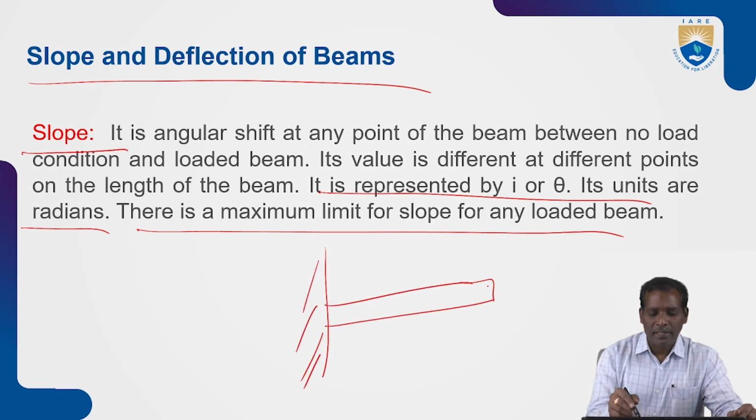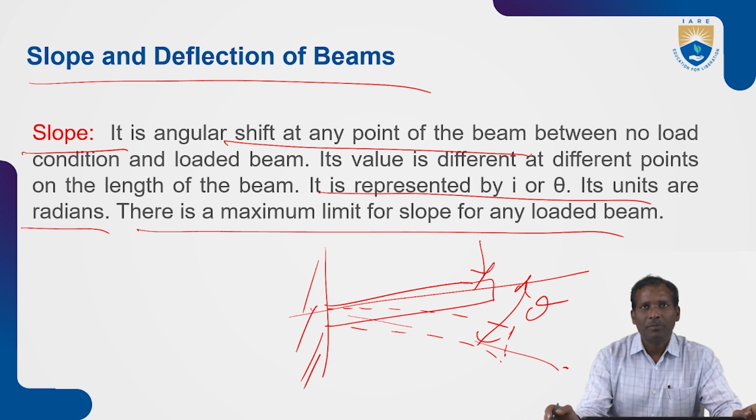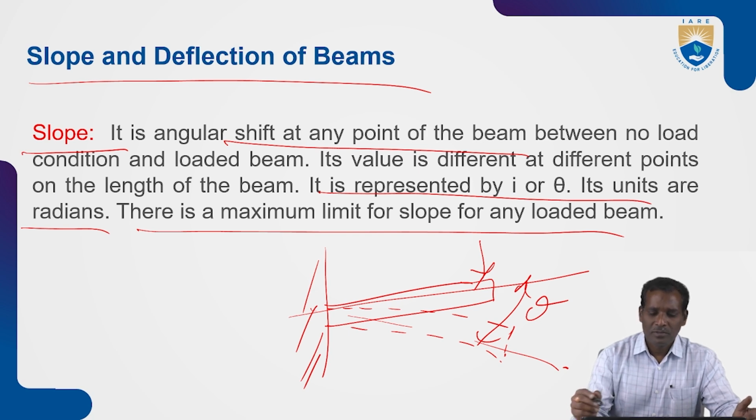Suppose I have taken this cantilever beam subjected to a point load at its free end. The beam deflects like this. This is the angular shift at any point on the beam between the no load condition and the loaded beam condition. Its value is different at different points on the length of the beam, represented with theta or i.